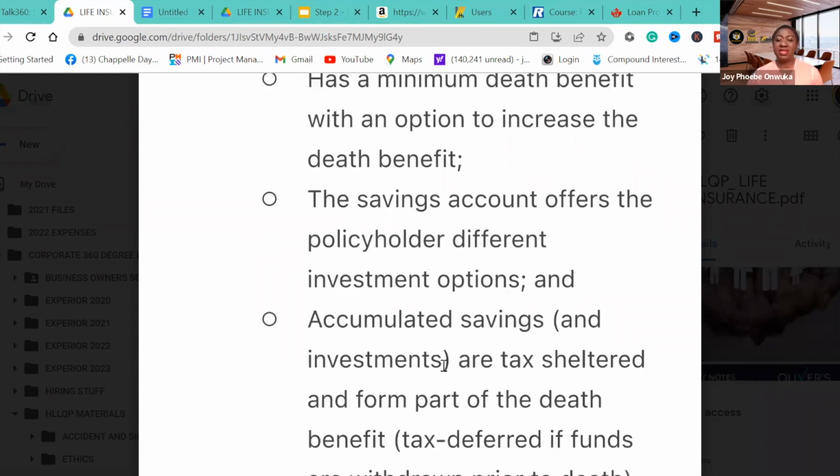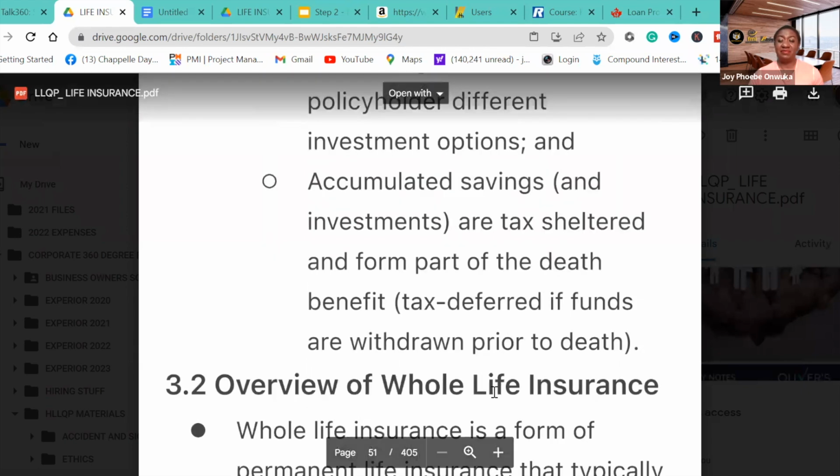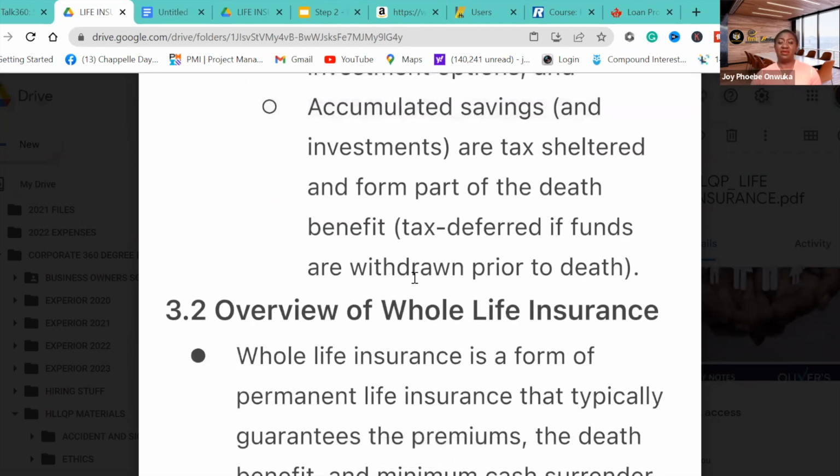Very straightforward. Now, the savings account offers the policyholder different investment options, and it accumulates savings and investments. The accumulated savings and investments are tax sheltered and form part of the death benefit. Okay? Now, it's tax sheltered and it forms part of the death benefit. It means that it's tax deferred if funds are withdrawn prior to the death benefit.